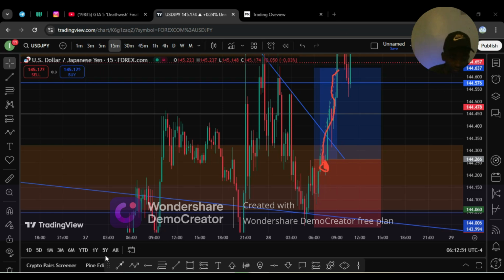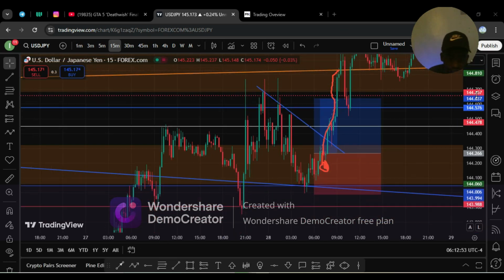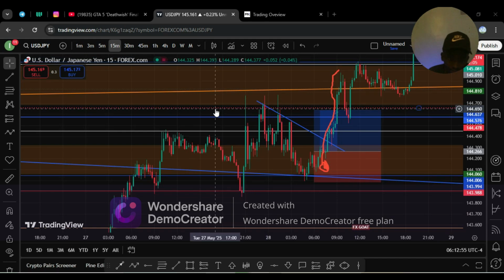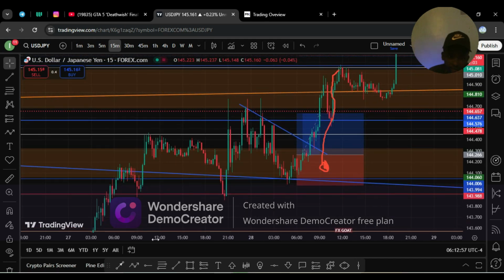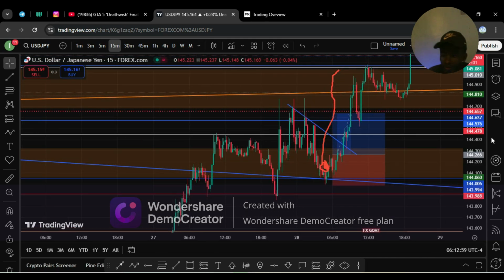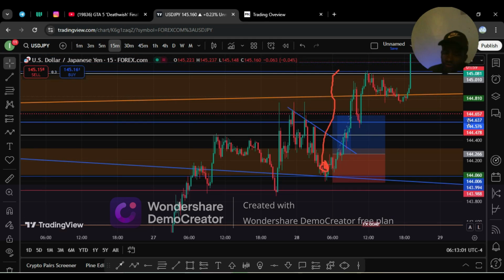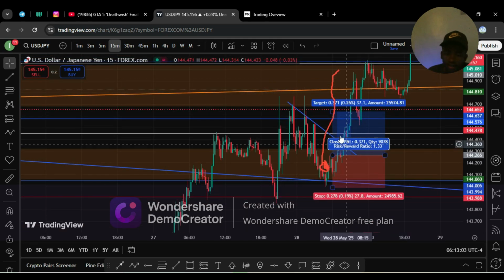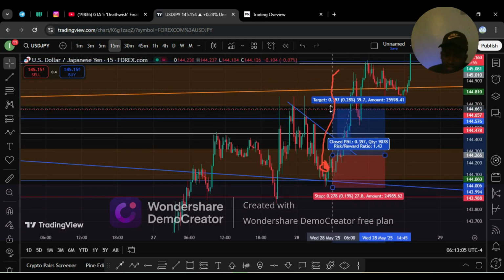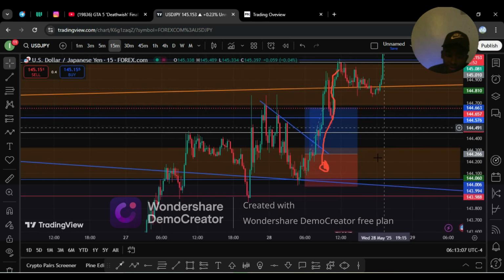So my first target was this red trend line. That's my weekly foundation level. So that was my first profit target, and that's where price hit, and that's where I set my take profit.